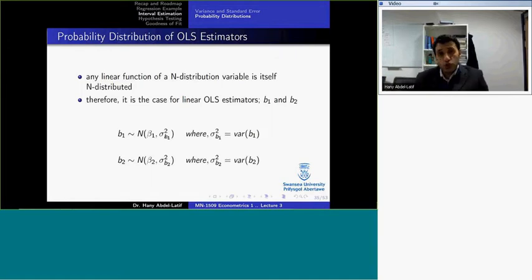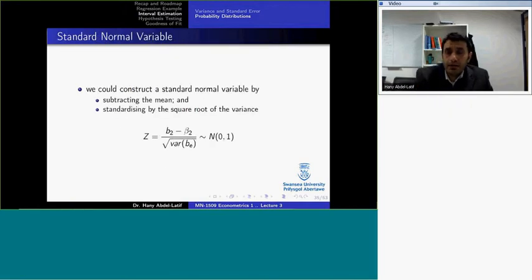The same thing holds for B2. B2 also follows a normal distribution with expected value beta 2, which is the true value from the population, and variance sigma B2 squared. And again, we know the formula to calculate sigma B2 squared. Let me now move to the next point, which is how to standardize. These two follow normal distributions.